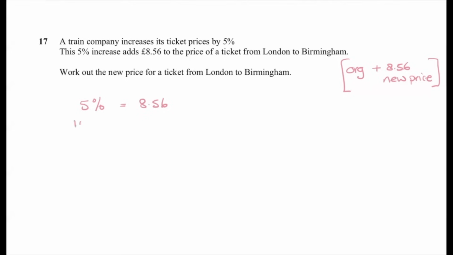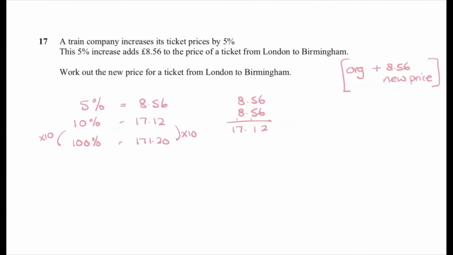So I'm going to double. That's giving me 17.12. And then I can just times that by 10 to get to 100. And timesing by 10 is just moving that decimal point one place. You could have taken that 5% and multiplied it by 20 and gone directly to 100.